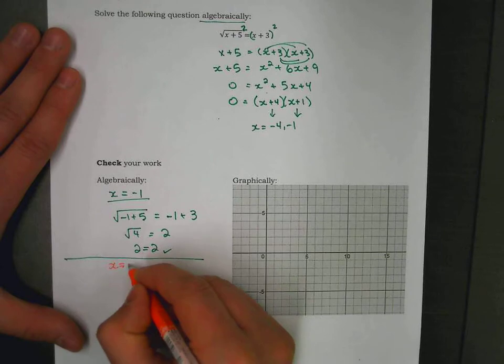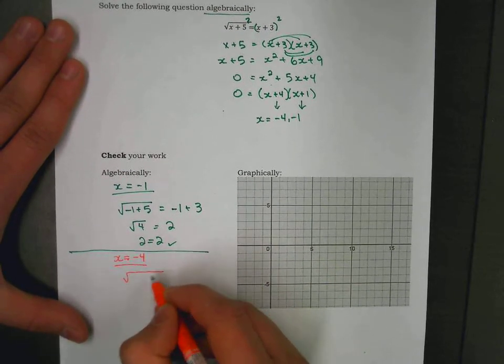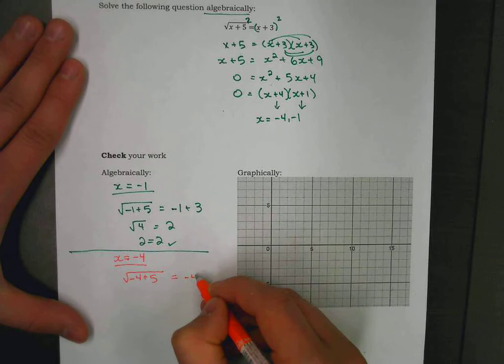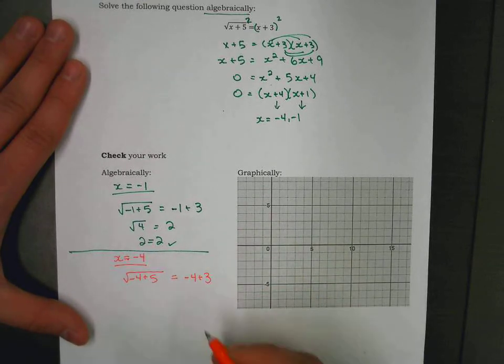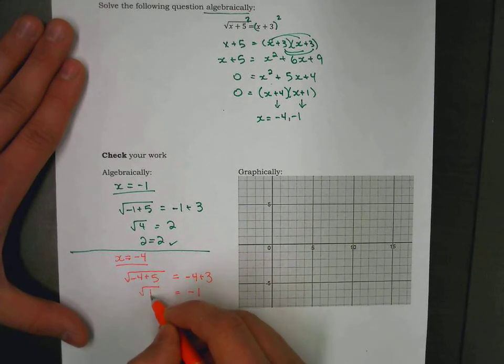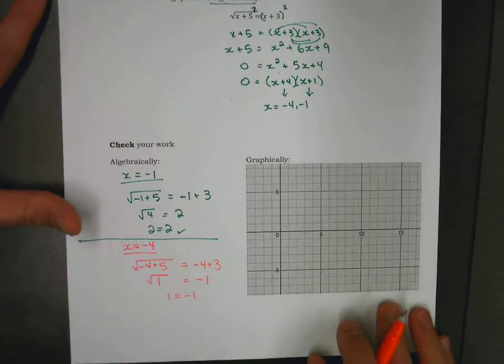Let's check x equals -4. The square root of x plus 5 is supposed to equal x plus 3. I already see a little bit of an issue on the right side. There's a square root that equals a -1. And I already know that a square root cannot equal a -1. But it does say the square root of 1 equals -1, and 1 does not equal a -1.